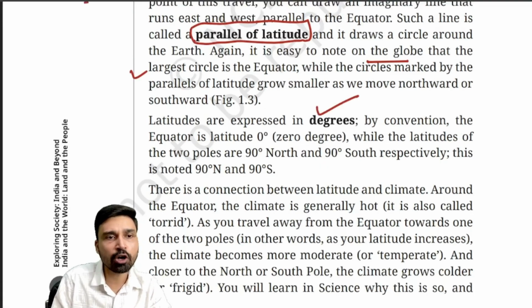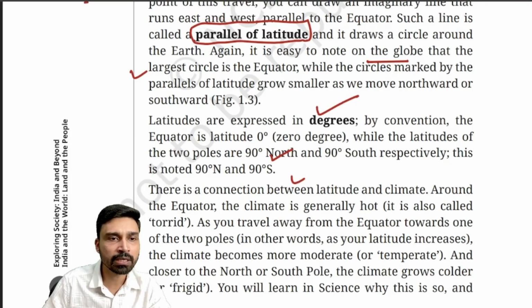Latitudes are expressed in degrees by convention. Equator, as we have discussed, is 0 degree, and poles are 90 degree. Now we have two poles, North Pole and South Pole. So 90 degree north and 90 degree south is the term that we use.